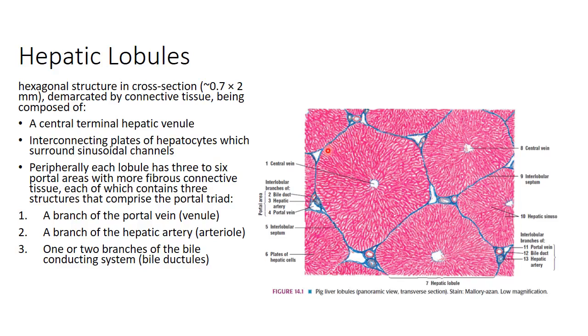In the periphery of each lobule, we can see here it is clearly demarcated by connective tissue, and we have on each angle 6 to 8 portal areas in the periphery of the hepatic lobule. We can see that the portal area is composed of the three important structures that we discussed previously, that are a branch of the hepatic artery, a branch of the portal vein, and a bile duct. And these are called the portal triad. Branch of portal vein, branch of hepatic artery, one or two branches of the bile conducting system.